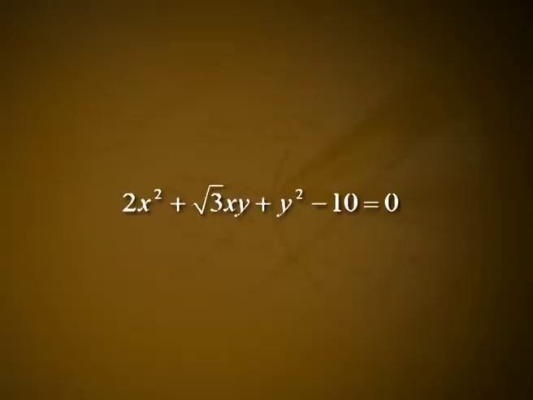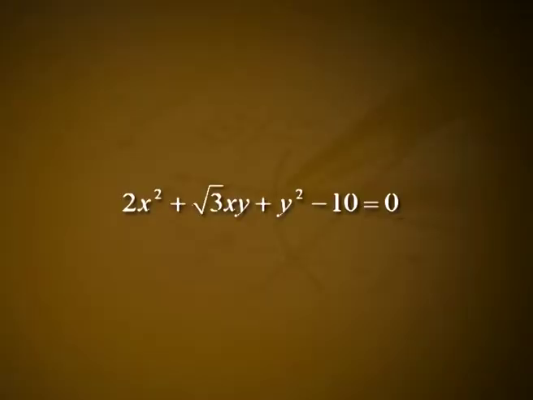Find a quadratic equation that is absent of the xy term and represents the curve 2x square plus root 3 xy plus y square minus 10 is equal to 0. Solution. The coordinate axes are to be rotated through an angle alpha to produce an equation for the curve 2x square plus root 3 xy plus y square minus 10 is equal to 0 that has no cross product term. We find alpha and the new equation.